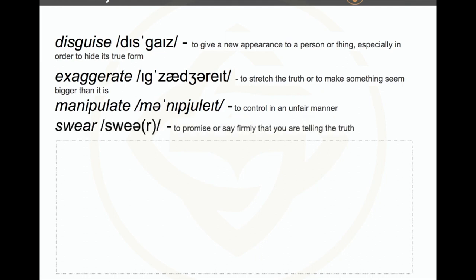We've already talked about swearing, about picture B. Oh no, C. So this is promising or saying firmly that you are telling the truth. Now, let's look at some idioms.